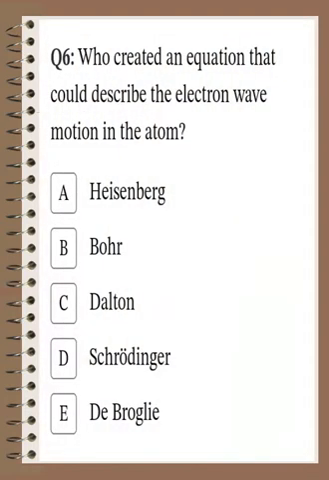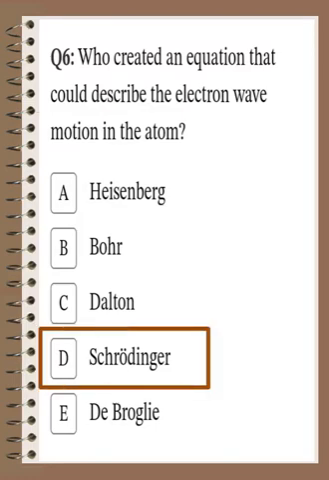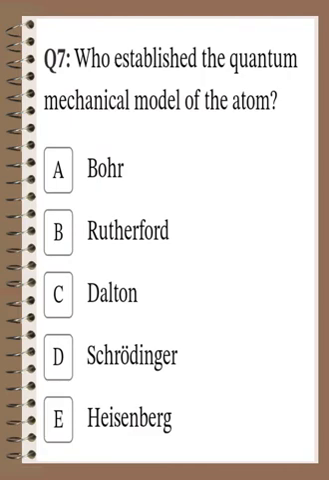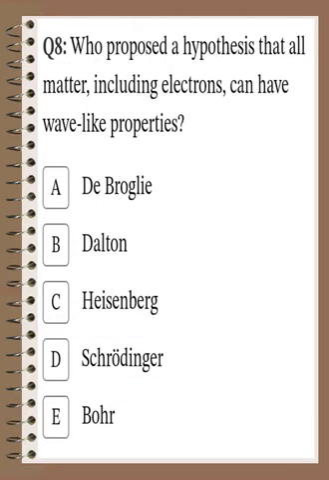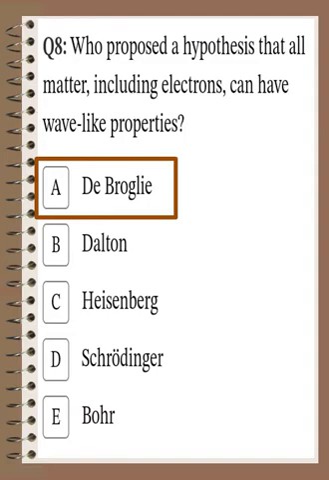Question number 6 here we have. Who created an equation that could describe the electron wave motion in the atom? Okay, it will be described by Schrödinger. Question number 7. Who established the quantum mechanical model of the atom? I think it's very easy. Schrödinger. We have here two questions for Schrödinger. Question number 8. Who proposed a hypothesis that all matter, including electrons, can have wave-like properties? I think it will be so easy. It will be de Broglie.